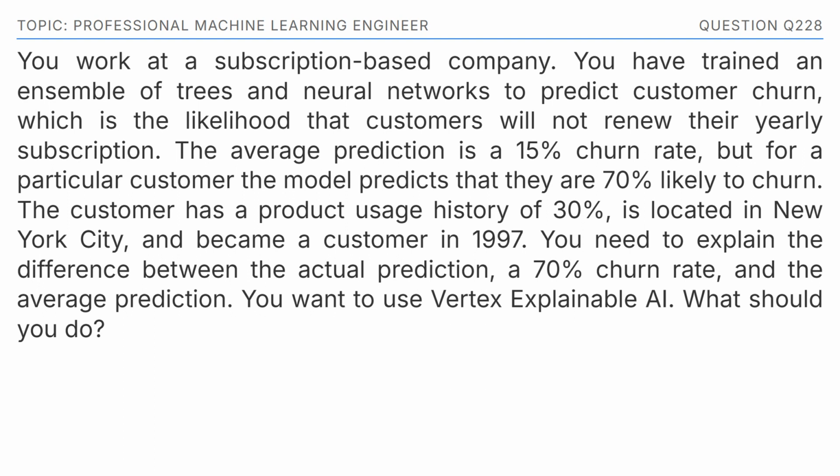likely to churn. The customer has a product usage history of 30%, is located in New York City, and became a customer in 1997. You need to explain the difference between the actual prediction, a 70% churn rate, and the average prediction. You want to use Vertex Explainable AI. What should you do?